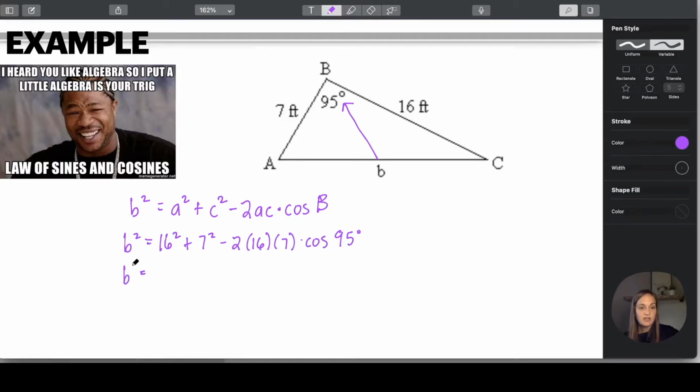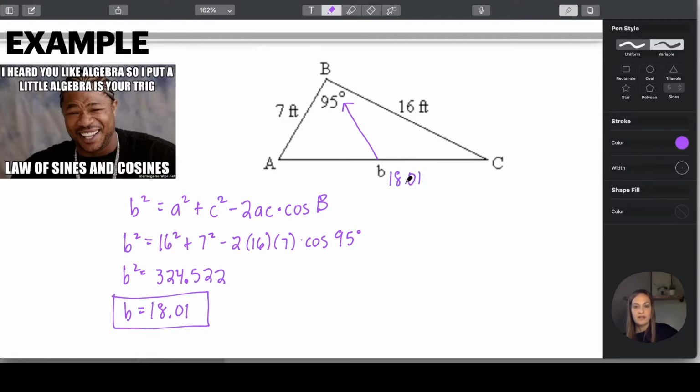When you type this into the calculator, you will get 324.522. I do not care at the moment how many decimal places you use because we're still not done. That is b squared. We don't know b squared, we want b. So if you take the square root of that, you will get 18.01. Now that we know 18.01, we can use it in order to solve for the other two angles.